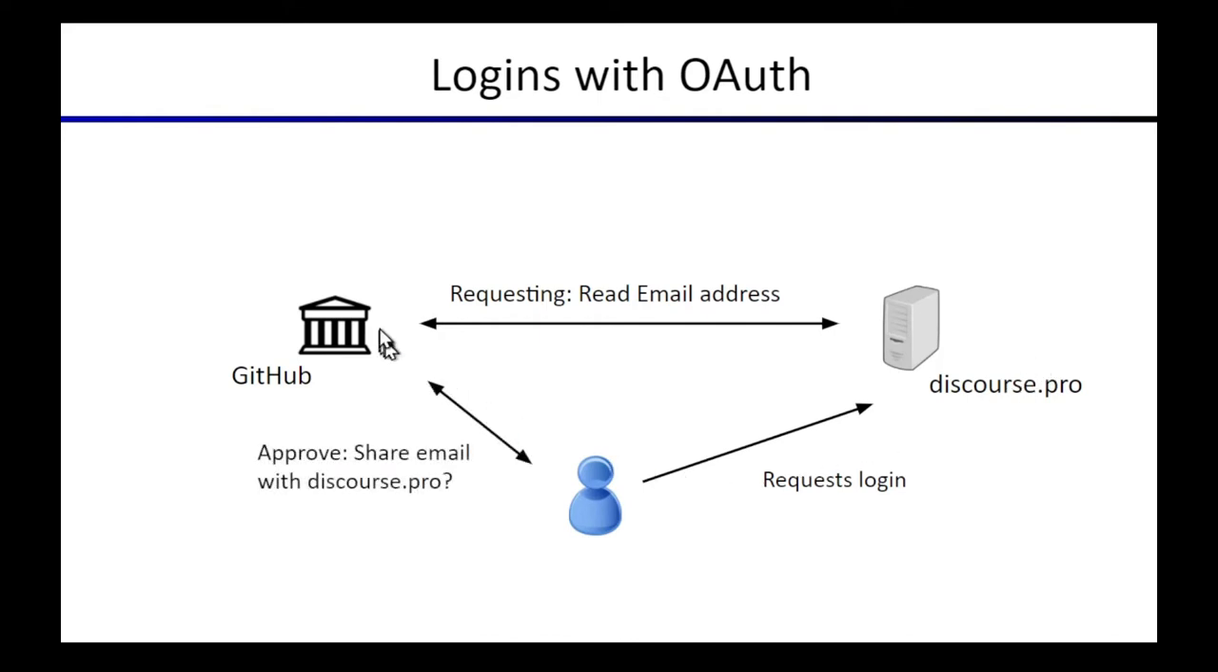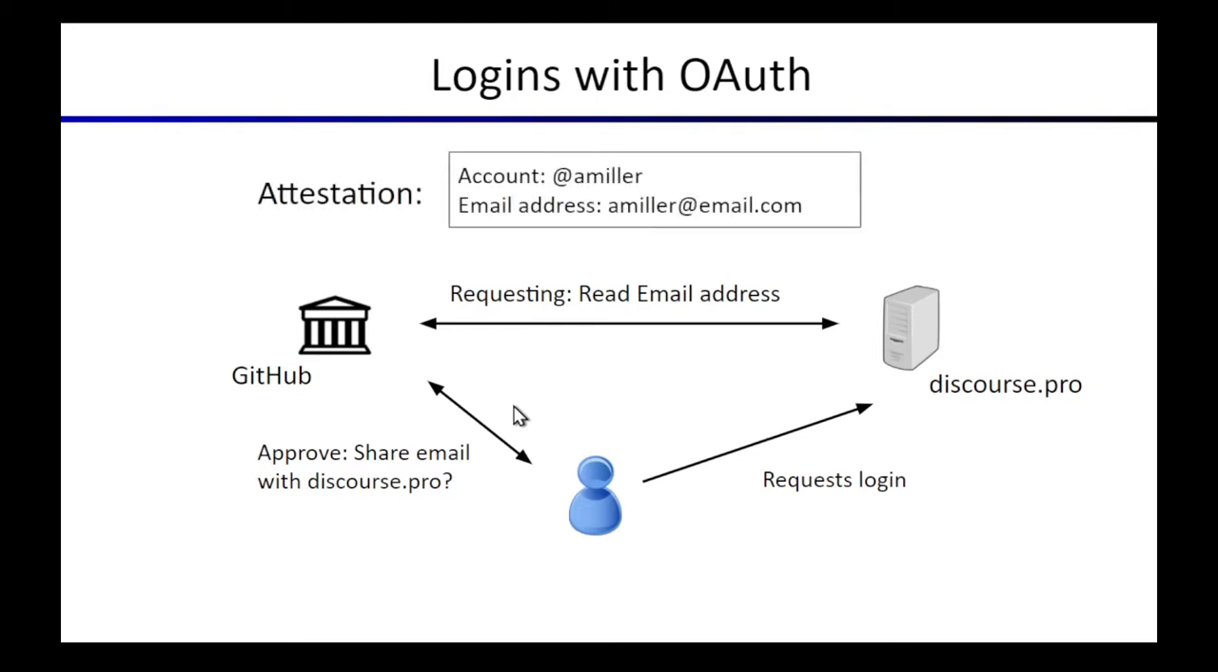And then when I go interact with GitHub following that redirect, GitHub prompts me to approve whether or not I should share the email with Discourse. And if so, then GitHub goes and returns to them this attestation, which says this is my GitHub user ID and this is the email address associated with that account.